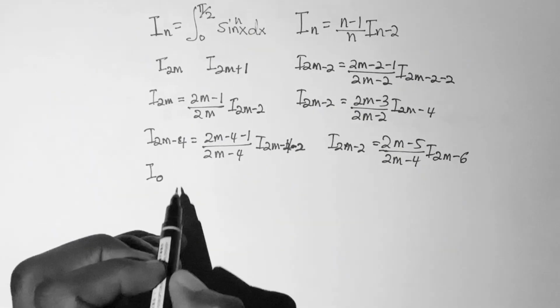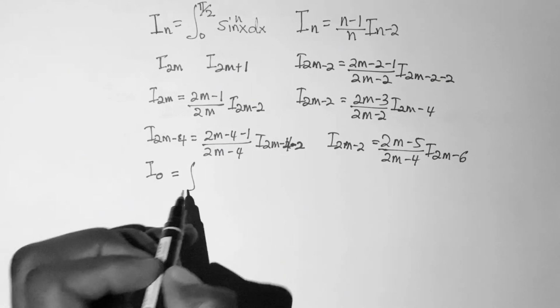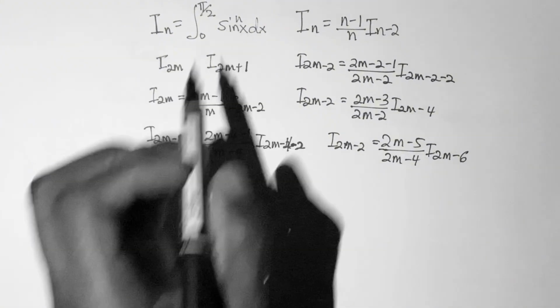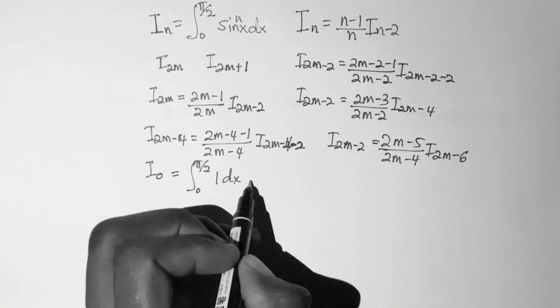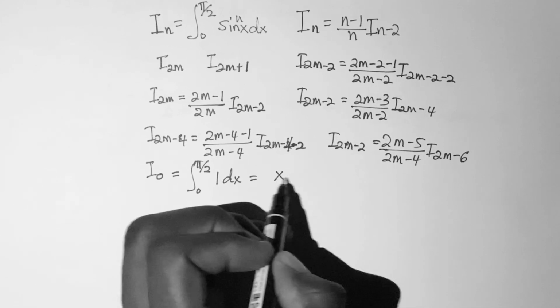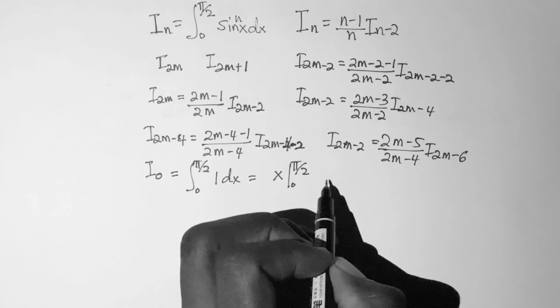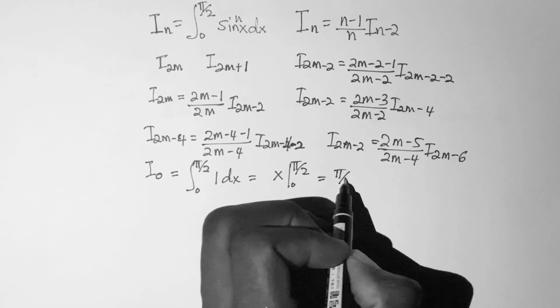So now let's find I of 0 from this. So I of 0 becomes the integral from 0 to pi on 2. Now sine x exponent 0 is 1, dx. So this becomes x evaluated from 0 to pi on 2. And if you put in the limits, you get I of 0 to be equal to pi over 2.